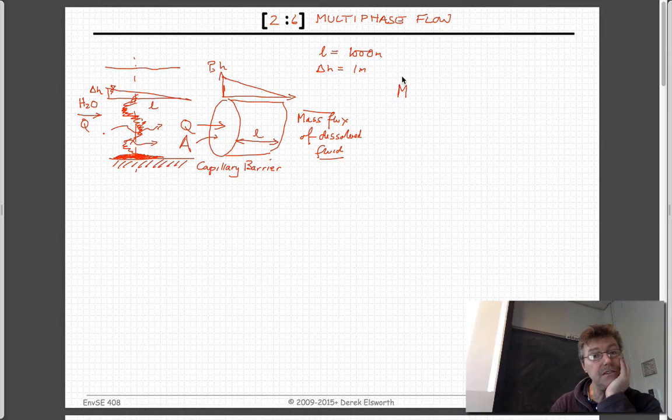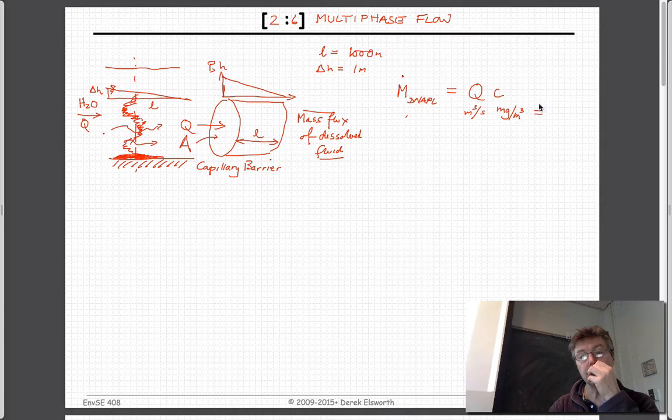The mass flux of DNAPL is what? It's going to be a volumetric flow rate, which is in meters cubed per second, and a concentration, which is going to be in, say, milligrams per meter cubed of water. So the product of those will be milligrams per second of loading. So some amount that gets carried, the mass loading downstream.